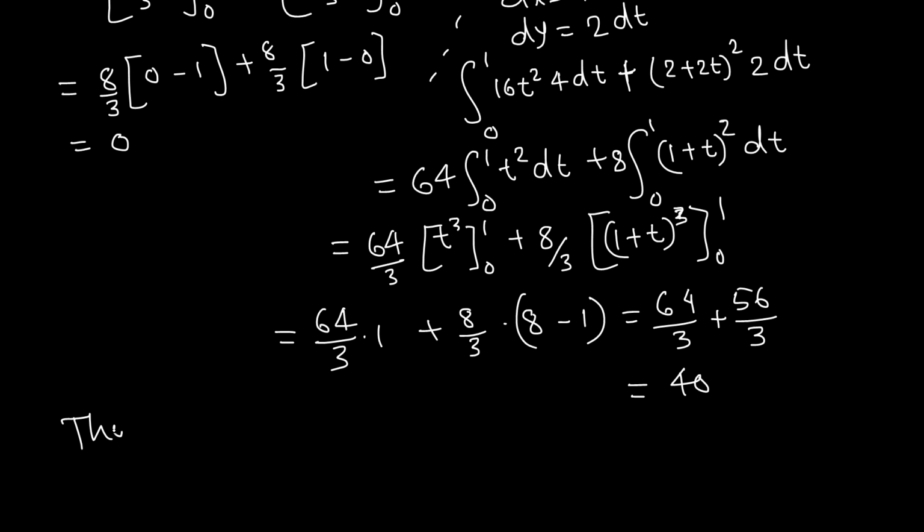So thus the final answer for our curve C, the integral of x squared dx plus y squared dy, is the first curve 0 plus 40, so 40. Okay, so final answer is 40.